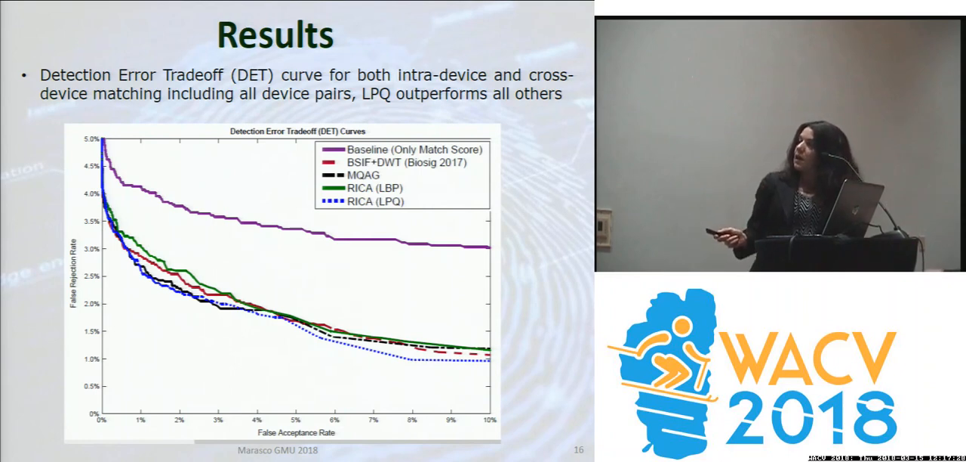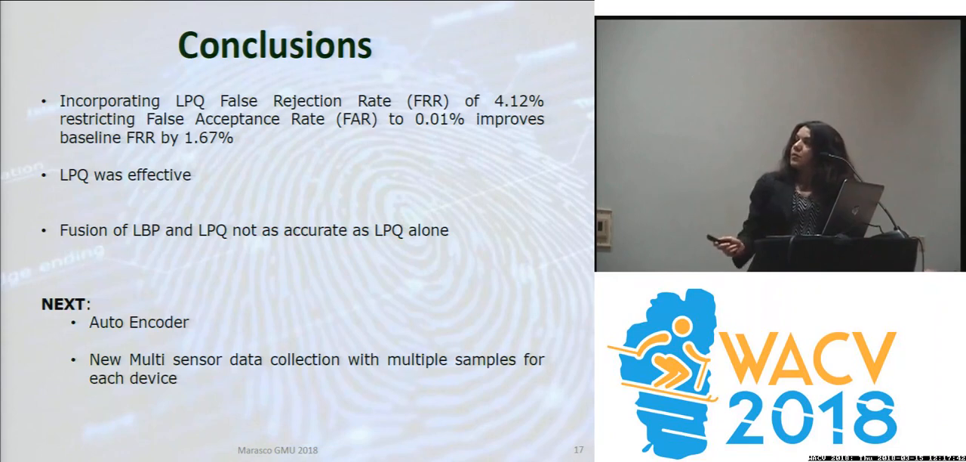The results: we now have results for all possible thresholds. We compare, of course, the baselines, which are far away, and we can actually reduce the error very well with RICA LPQ. So we go down to 4%, a little bit more than that.